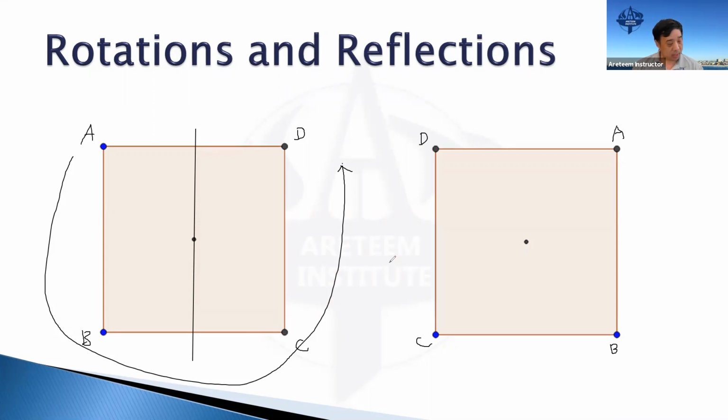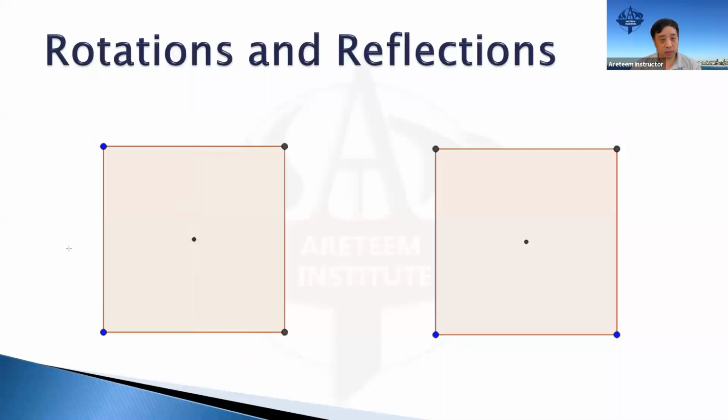Okay, so let's look at another reflection. Let me erase this and then make it a horizontal line. So, reflect horizontal. Okay, let's see. ABCD is like this.